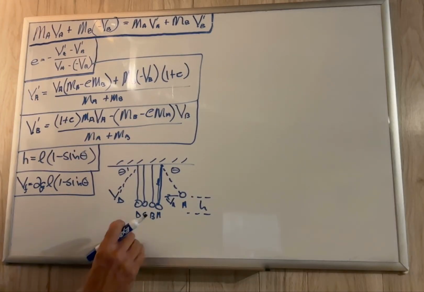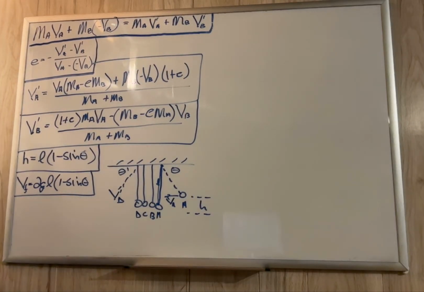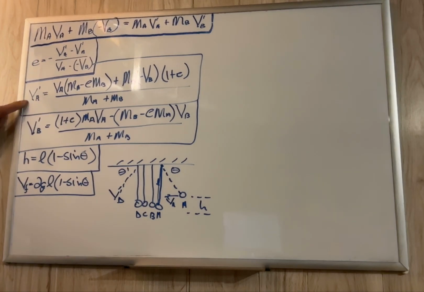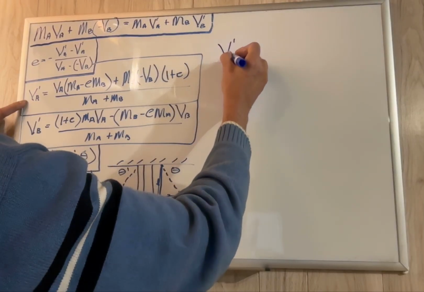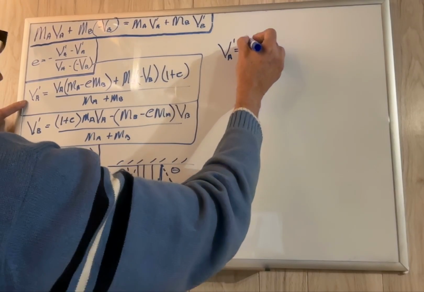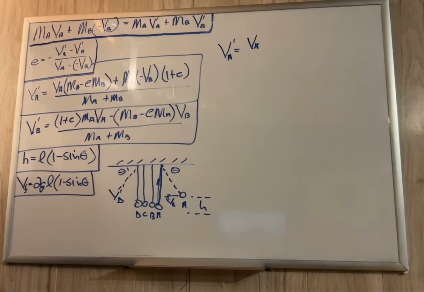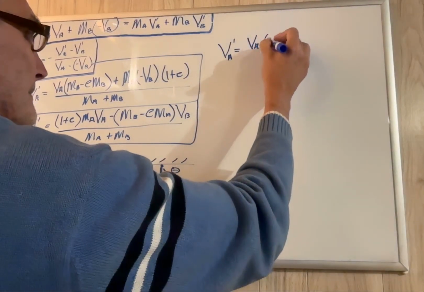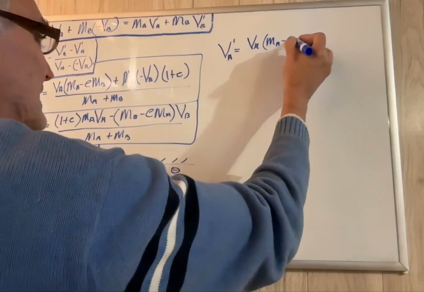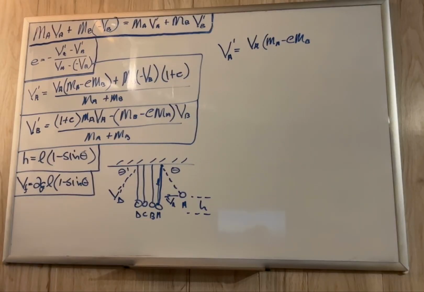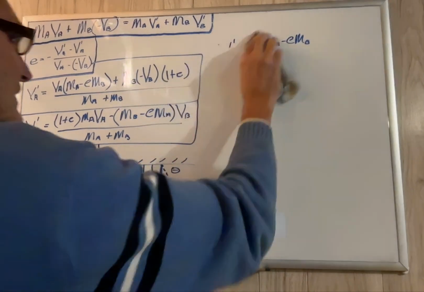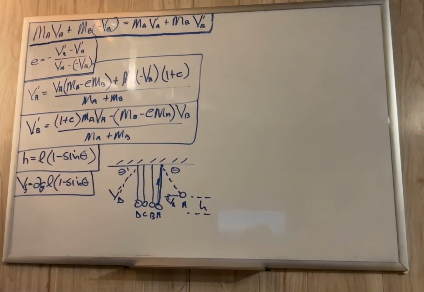All right, so if all the masses here are the same, let's see if we can find out what V prime A is. V prime A is going to be equal to VA times (ma minus e mb)... Plus, well, in fact, let's look at velocity B. Let's forget velocity A, because we already know that. Let's look at velocity B.